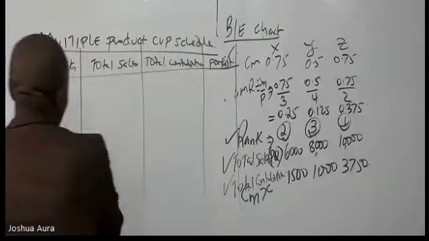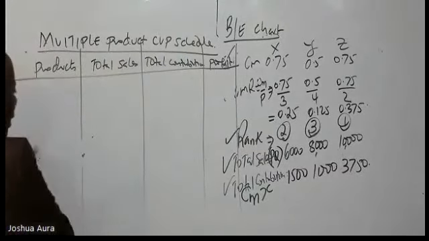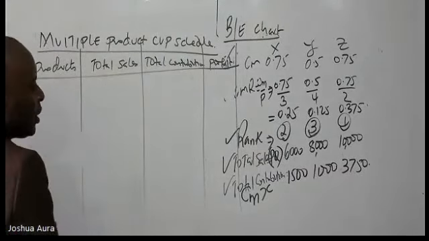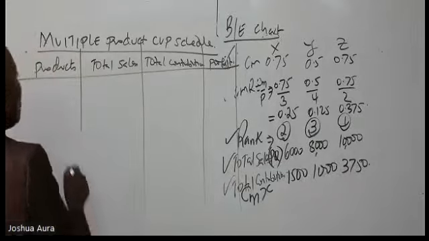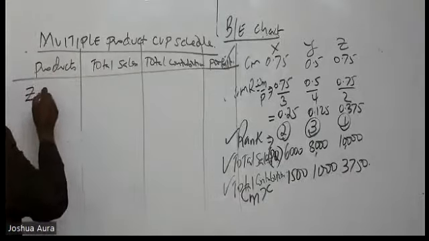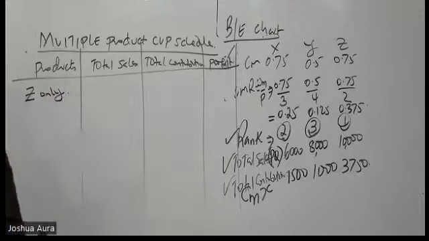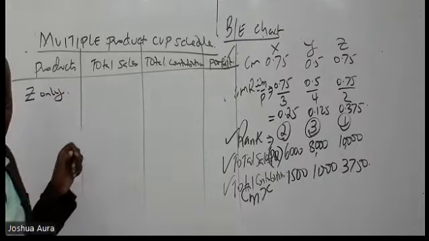Ladies and gentlemen, now come and give us the product. You start with the best ranked. So the best ranked is which one here? It is Z. So we produce Z only. We start with the best ranked.